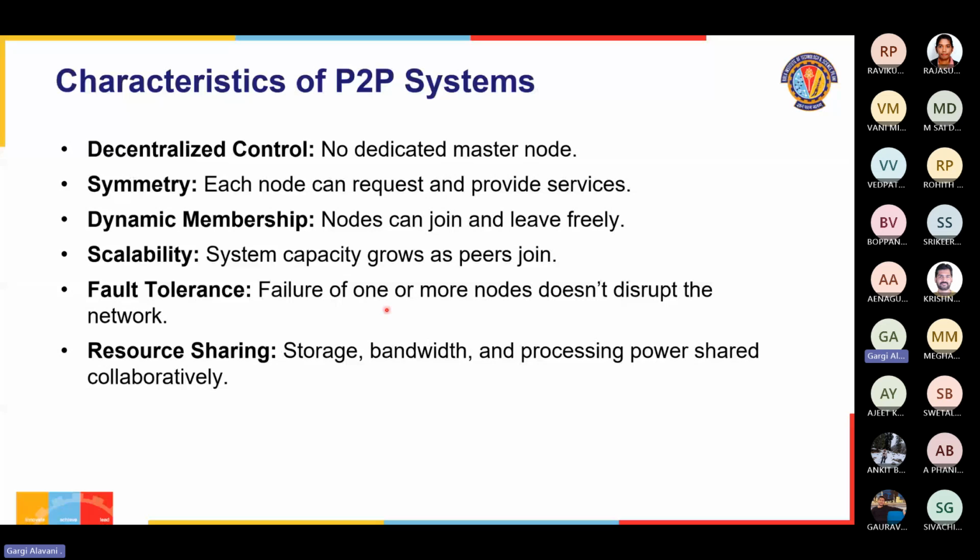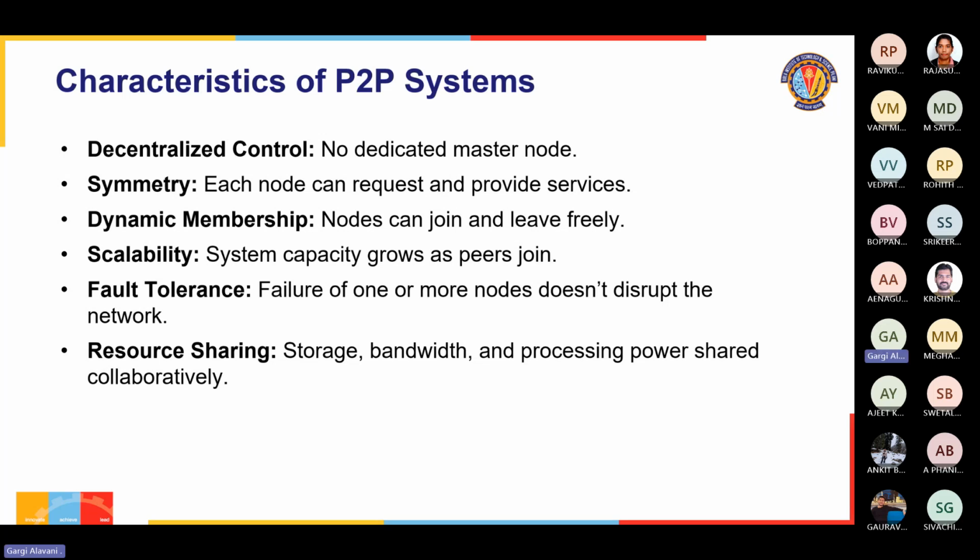Okay. Now that we have seen what a P2P system is, let's talk about its characteristics, the thing that makes it different from the traditional centralized system. First, P2P systems are decentralized. There is no central control or master node. Each peer is autonomous and can make its own decisions. And this is what makes this system different, and it helps you remove the bottlenecks and single points of failure, which we have discussed earlier.